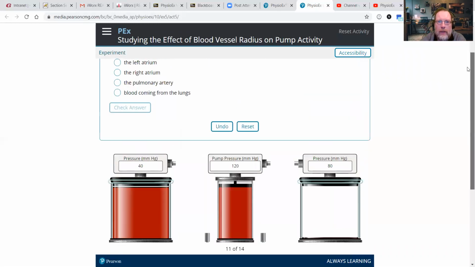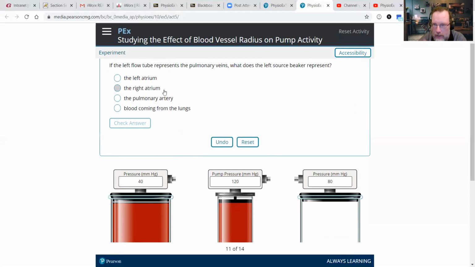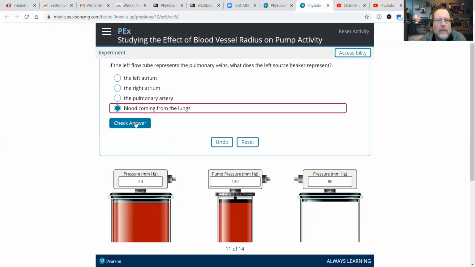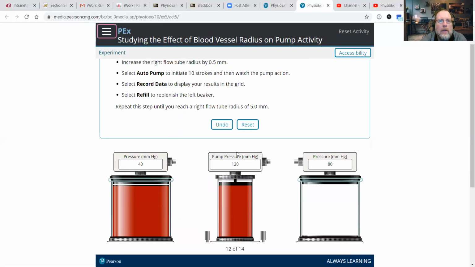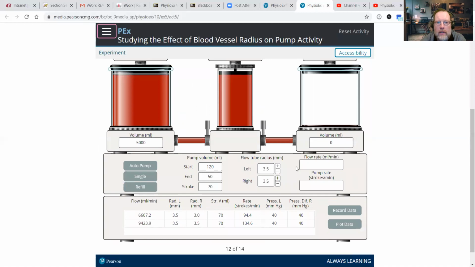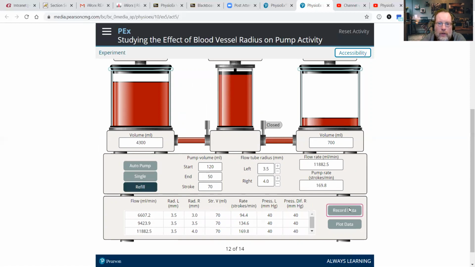So anyway, I don't think any of this is surprising, but I did want to go through these and explain them in a little more detail. Left flow tube, pulmonary veins, left beaker, we said it was blood coming from the lungs, of course. Okay, so now it's going to have us increase by 0.5 until we get up to 5. So we're going to do this 3 more times. So auto pump. And again, this should end up at 700. We're going to record the data.